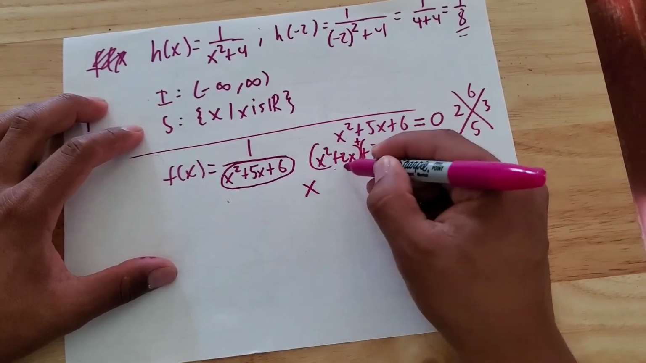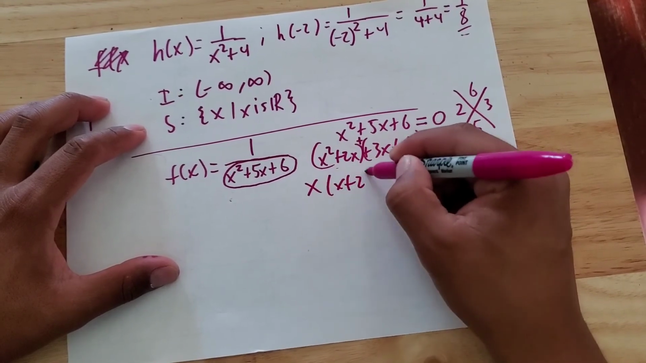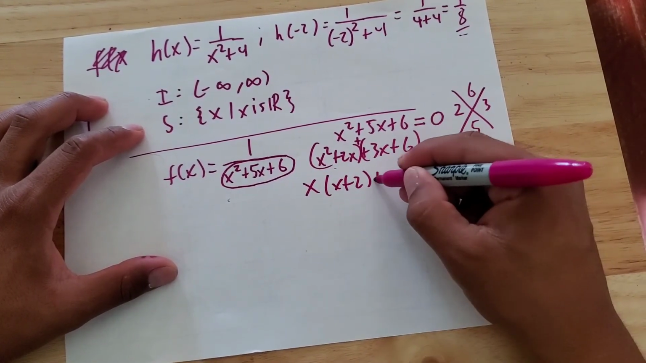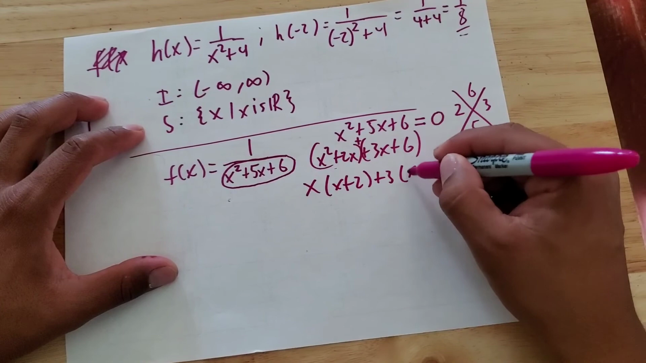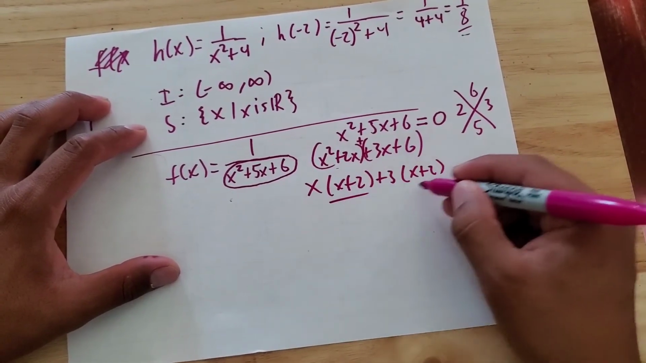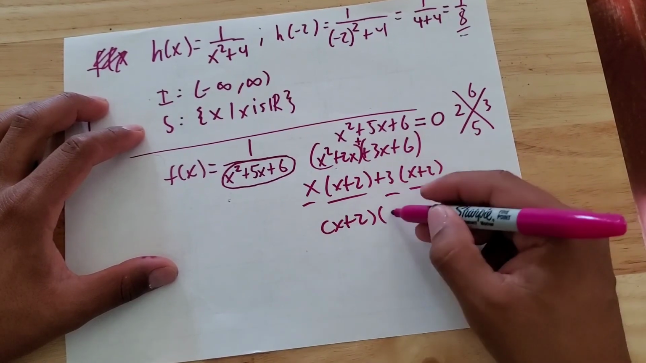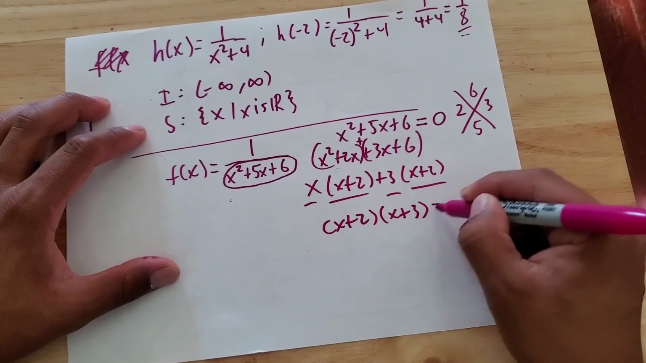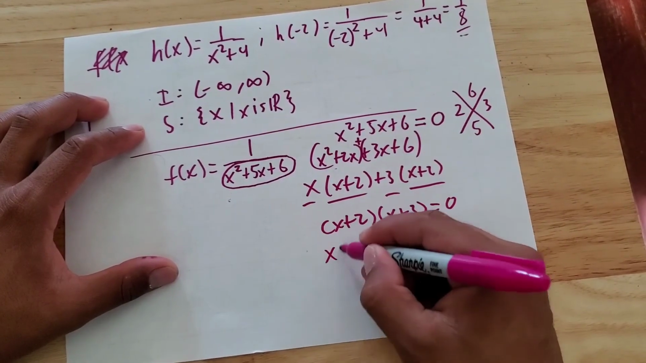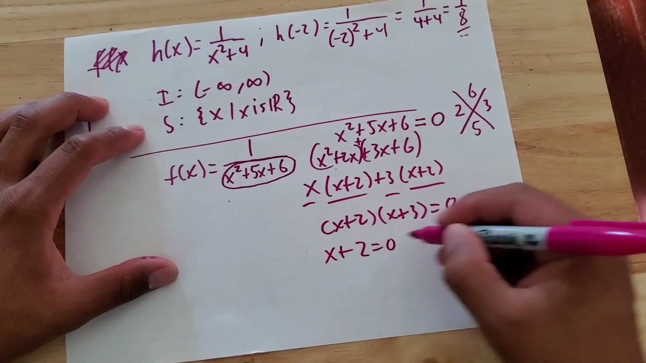GCF here is x. I have x plus 2. GCF here is 3, positive 3. That leaves me with x plus 2. GCF between these two is x plus 2. And I'm left with x plus 3 equal to 0. And then I set each one equal to 0.